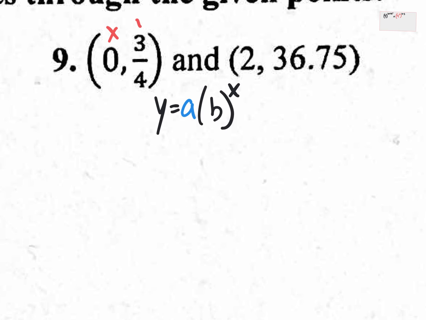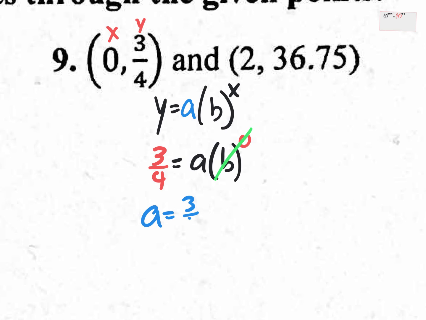The x is 0, the y is 3/4. So my y is 3/4, the x is 0. And we know that b to the 0 is 1. So we have our answer already: 3/4 equals a. A equals 3/4.